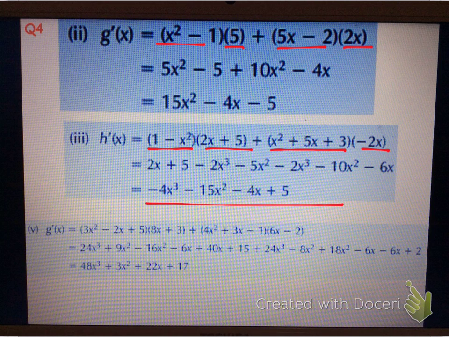The last one then, part 5. First bracket, 3x squared minus 2x plus 5. The second bracket is 4x squared plus 3x minus 1. Again, it's a u by a v, so it's product rule. So u dv dx plus v du dx. Tidy it all up, a lot of multiplication there. Split the brackets, tidy it all up, group all the like terms, and you should get down as far as here.